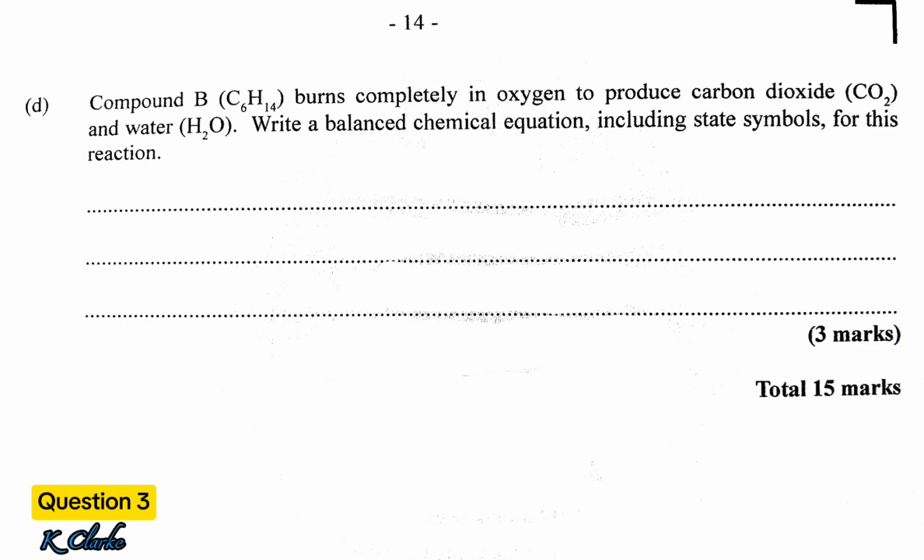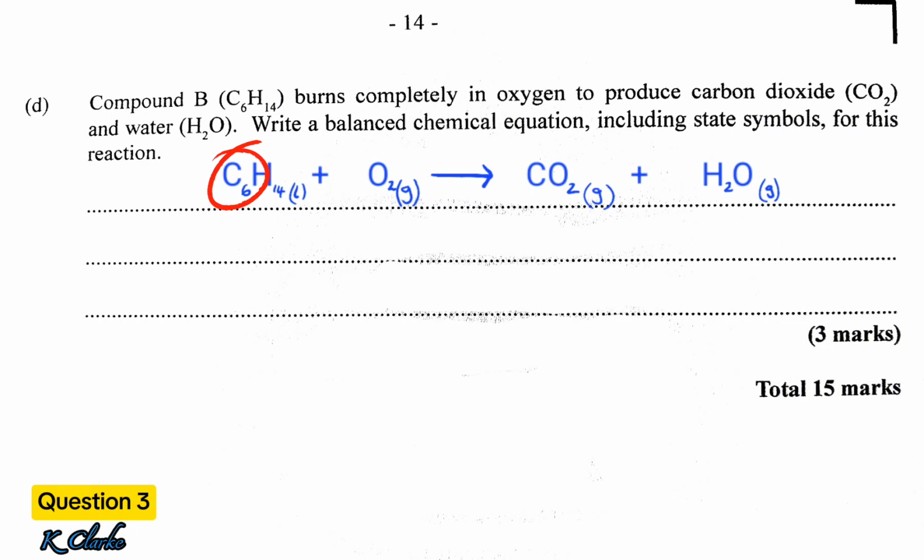D. Compound B, C6H14, burns completely in oxygen to produce carbon dioxide and water. Write a balanced chemical equation, including state symbols, for this reaction. Here is the chemical equation. However, it is not balanced, since there are 6 carbons on the reactant side and 1 carbon on the product side. Also, there are 14 hydrogens on the reactant side and 2 hydrogens on the product side. Lastly, there are 2 oxygens on the reactant side and 3 oxygens on the product side.